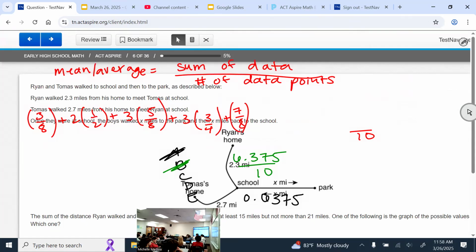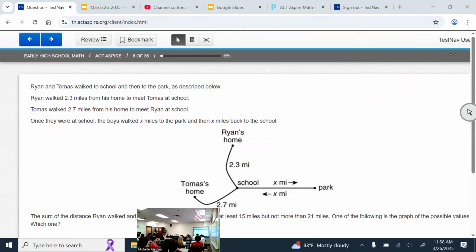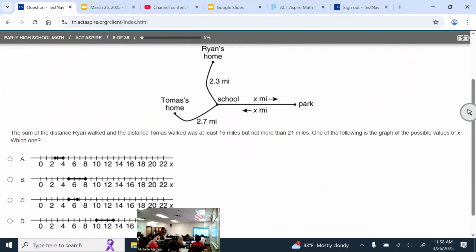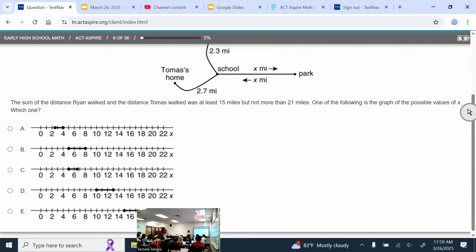Okay. So this one, usually when you have a big paragraph of things to read, a good test strategy would be to see what it wants so that you can pay attention to that information when you're reading. So down here it says, the sum of the distance Ryan walked and the distance Tomas walked was at least 15 miles, but not more than 21 miles. One of the following is the graph of the possible values of X, which one?